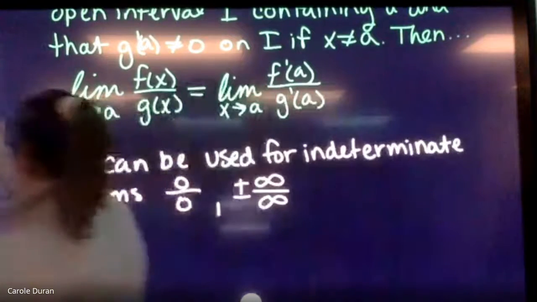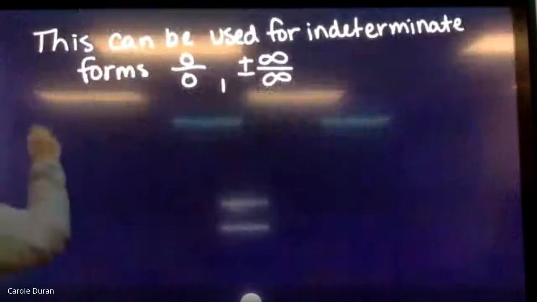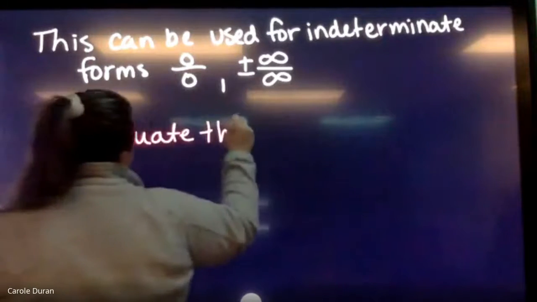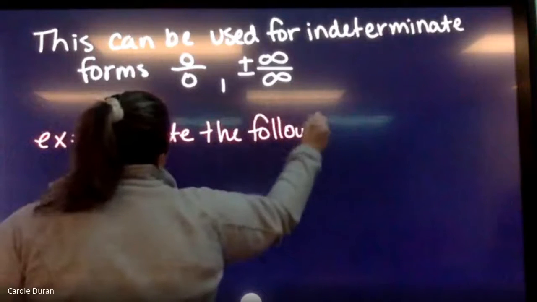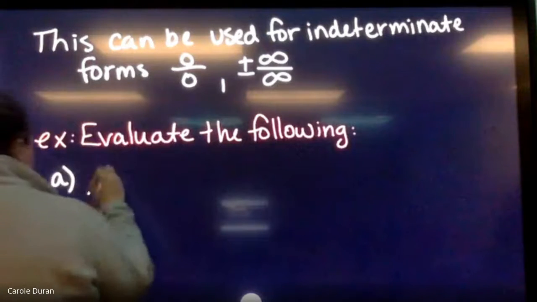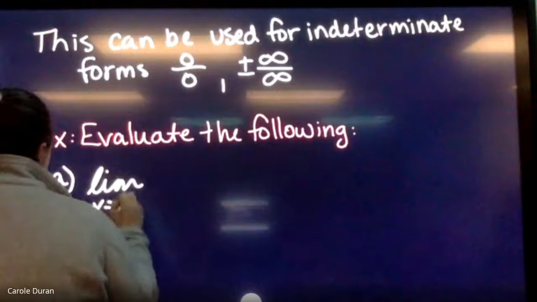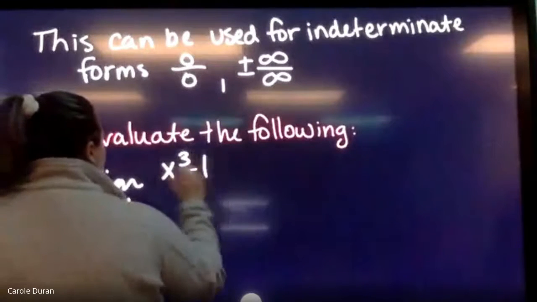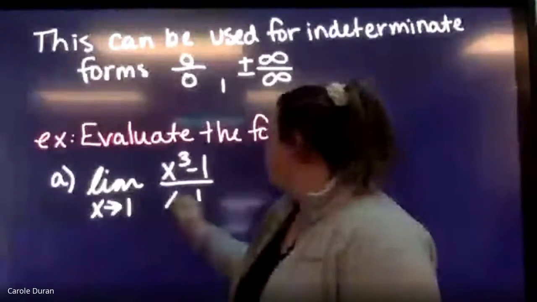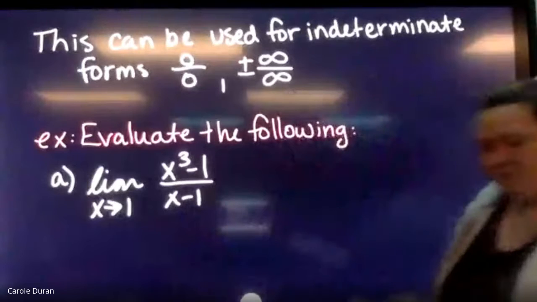The example that we are going to start with is to evaluate the following. We have lots of examples, but we're not going to do all of them because I think you'll pick up on it pretty quickly. So example A is to take the limit as x goes to 1 of x cubed minus 1 over x minus 1.